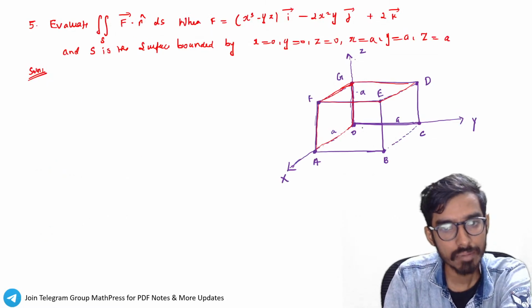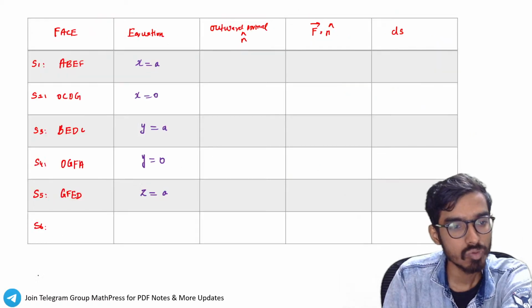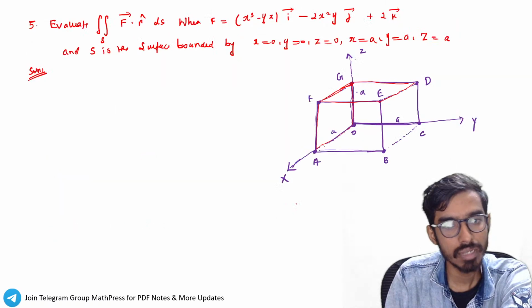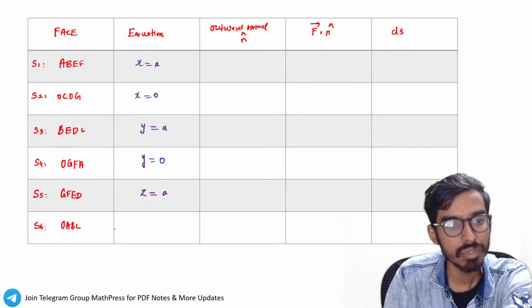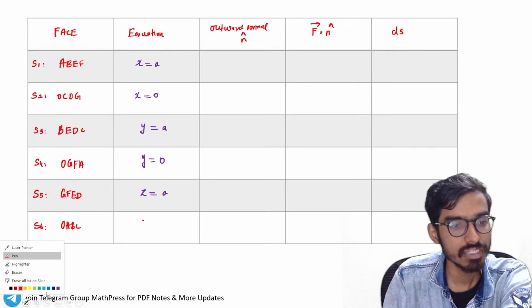And you see the bottom. So this is the bottom, right? This is the bottom, OABC. This lies on the xy plane, so therefore, z will be 0. Is it clear?